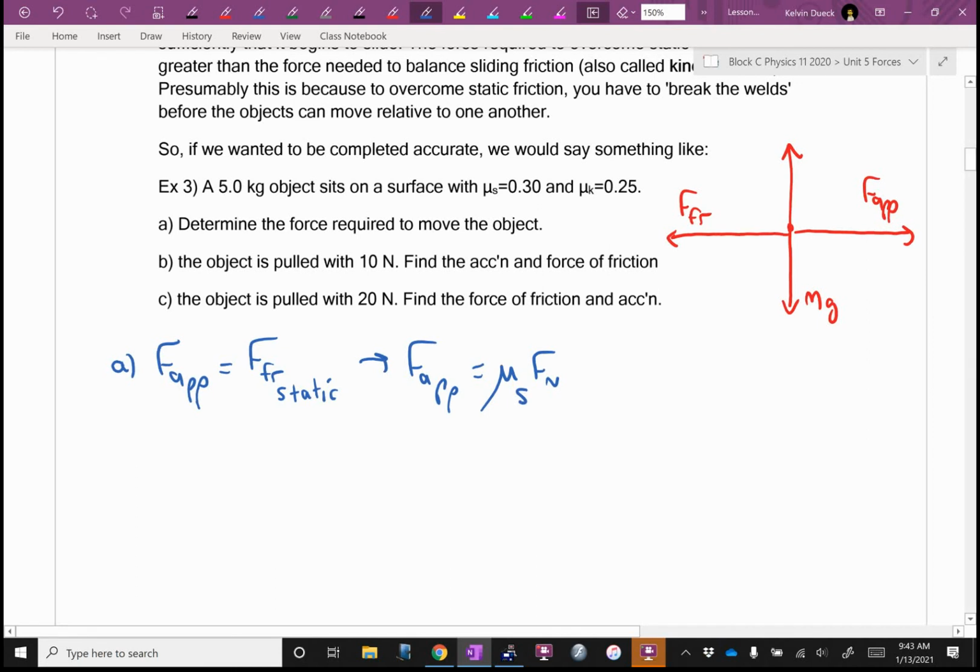Oh, I don't know the normal force. Oh, but look. Another force the same size as the normal force. Which one? So I get this. How hard do I need to pull just to get this thing moving? Mu static times mg. 0.3 times 5 times 9.8. Which is what?